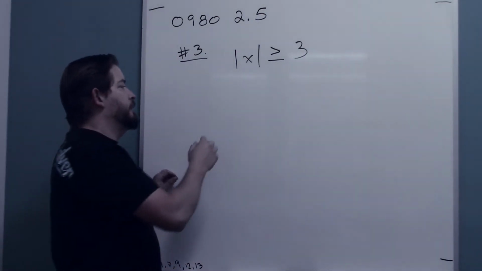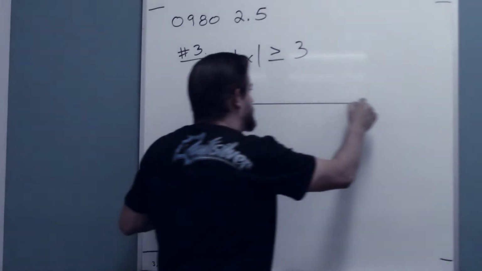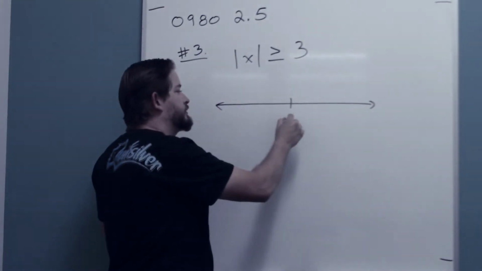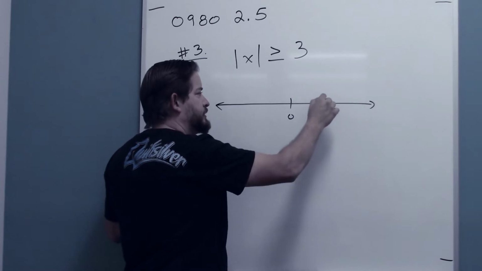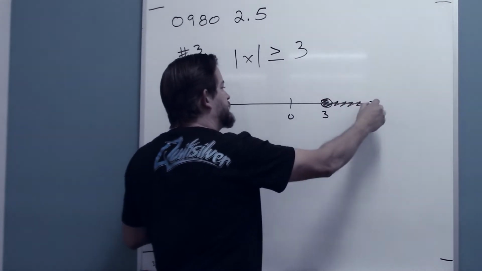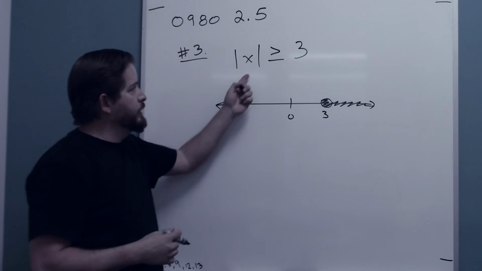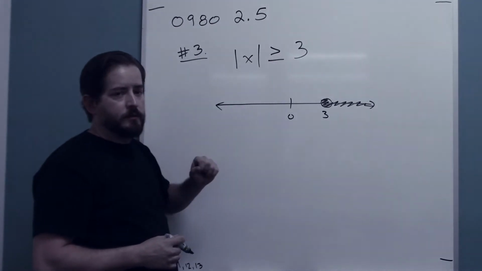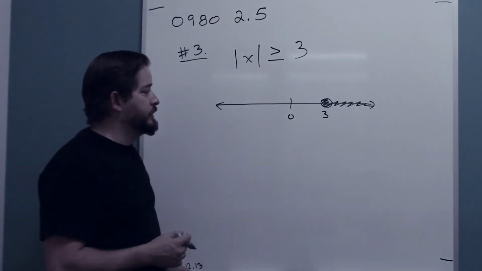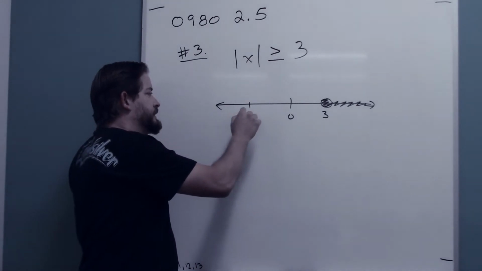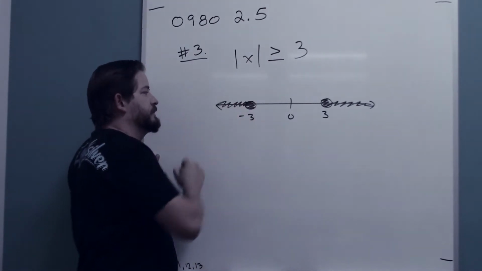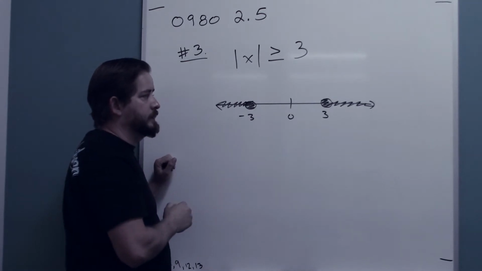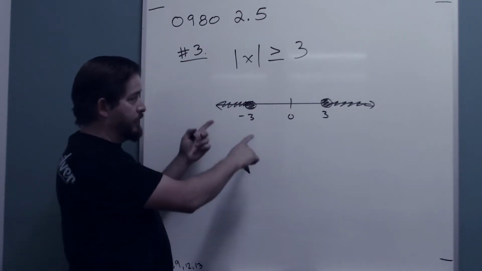So again, if you think about what's happening here, the absolute value of x being greater than or equal to 3 means that it could be 3 or more. All of those numbers are further away from 0 than 3, or are 3 away. But again, we've got this other side, this negative 3. It also could be further away on the other side. So our answer here, graphically, is this.